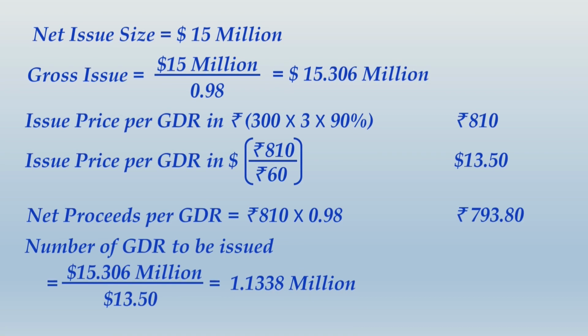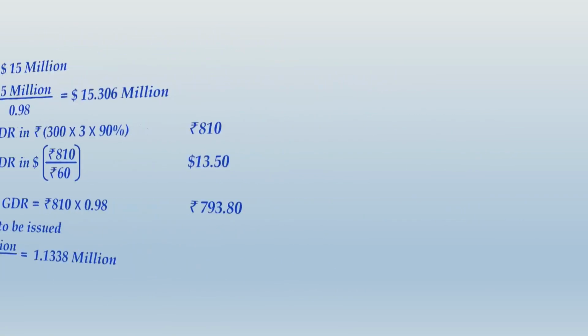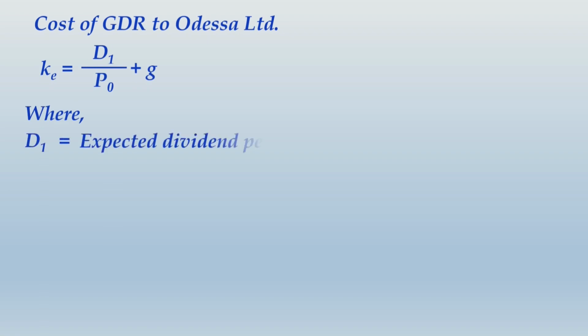Alright friends, once you have finished writing this much, let us move ahead and continue writing the solution further. Cost of GDR to Odisha Limited. You know what you have to do is to find the cost of equity, that is KE, and KE equals to D1 by P0 plus G. You know how to define these variables.